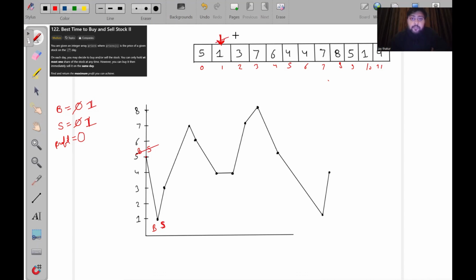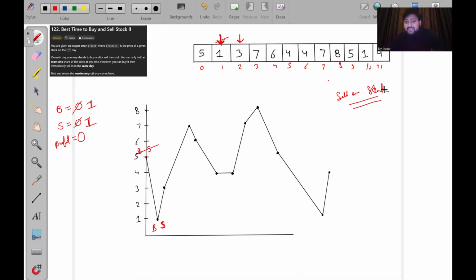And this pointer will also get increased. After that, we will again check whether the price on the current day is greater than the price on the previous day. Yes, the price on the current day is greater than the price on the previous day. So here we can decide to sell our stock.